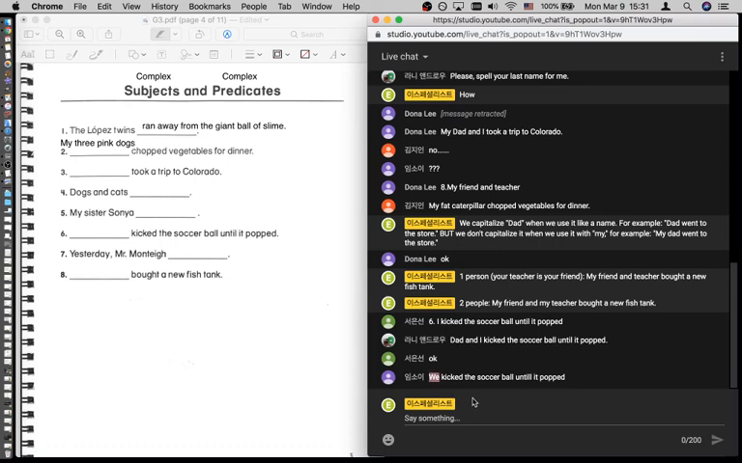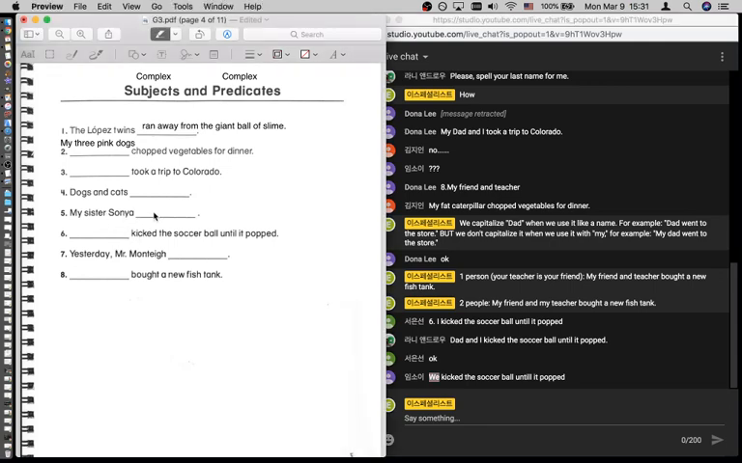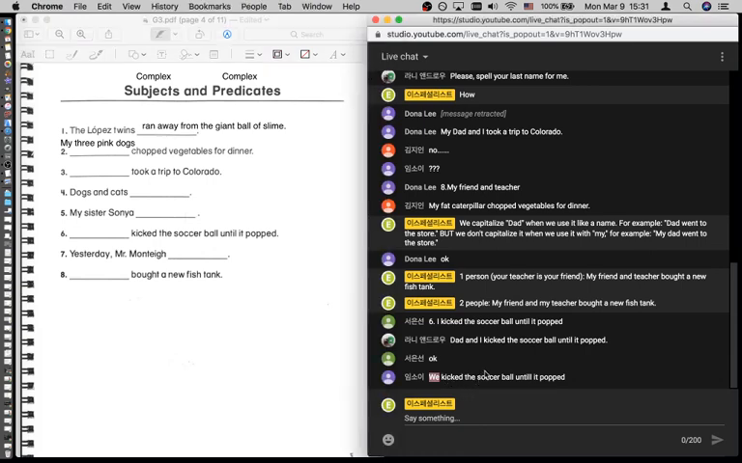We want to tell more about who kicked the soccer ball until it popped. Not just exactly who, but some information. So not just dogs chopped vegetables for dinner, but my 3 pink dogs chopped vegetables for dinner, right? We want to tell a little bit more about them. Not just Sonia did something, but my sister Sonia did something. Not just the word of who, but some information about them too.